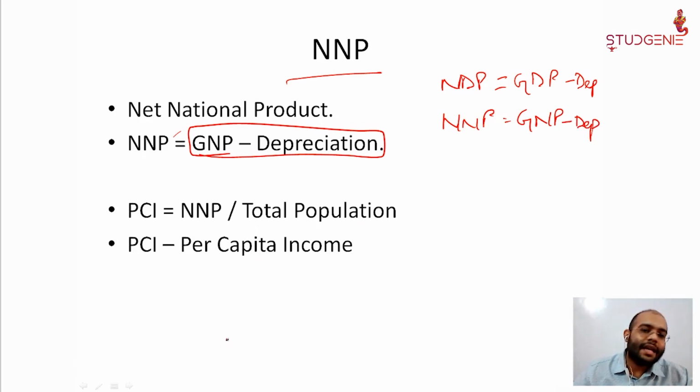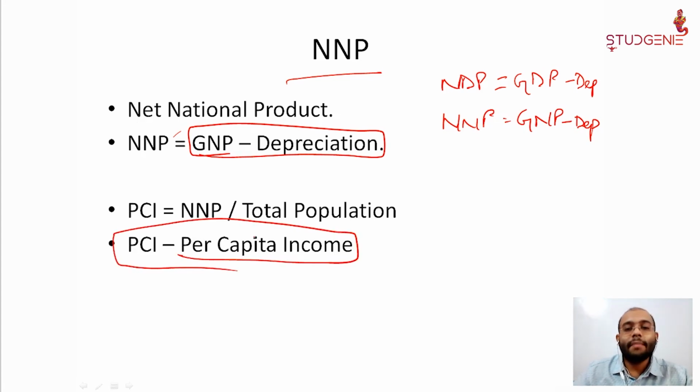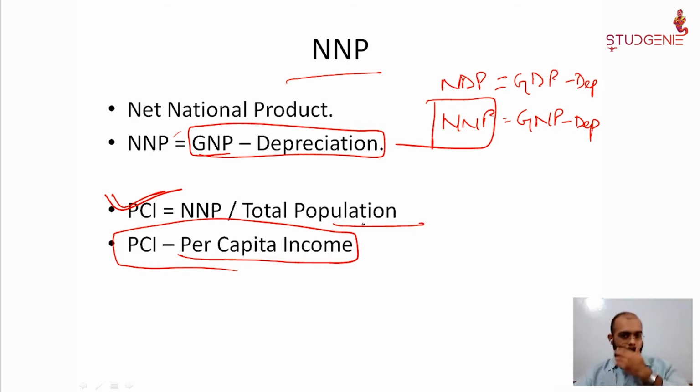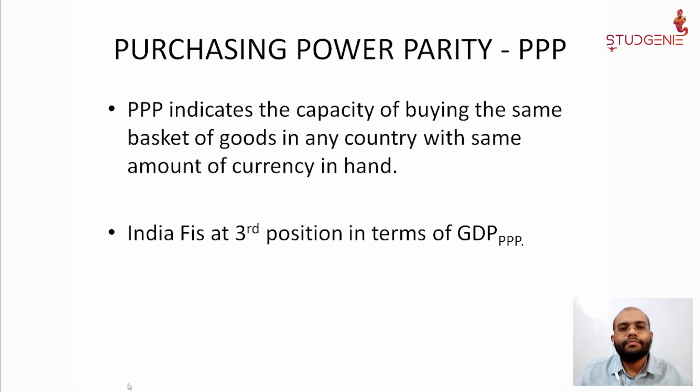Now per capita income. Per capita income is the income earned by a single person, per head, the income of Indians per person. That is the average income of India, right? So the per capita income is calculated as NNP, that is the net national product, divided by the total population. This will give you the per capita income.